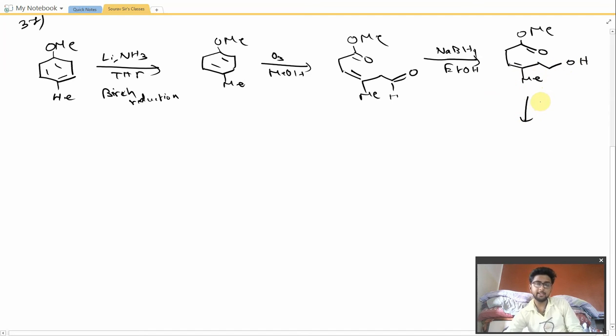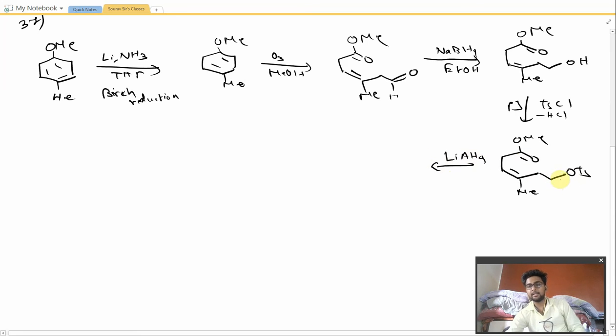In the second last step, we give TsCl, that is tosyl chloride, with pyridine. This OH will be replaced by OTs and HCl would be removed from the system. So OMe is over here, this is the double bond, this Me is over here, and here we get OTs. In the last step we give LiAlH4. This OTs is removed and H is added, and the methyl carboxylate group is converted into the alcohol group.